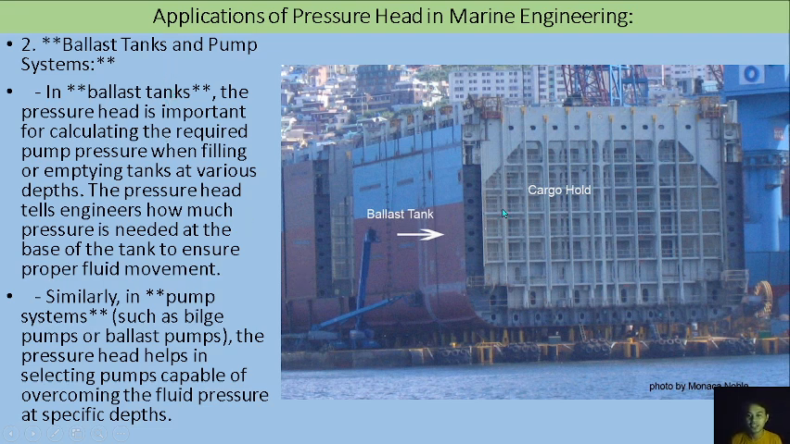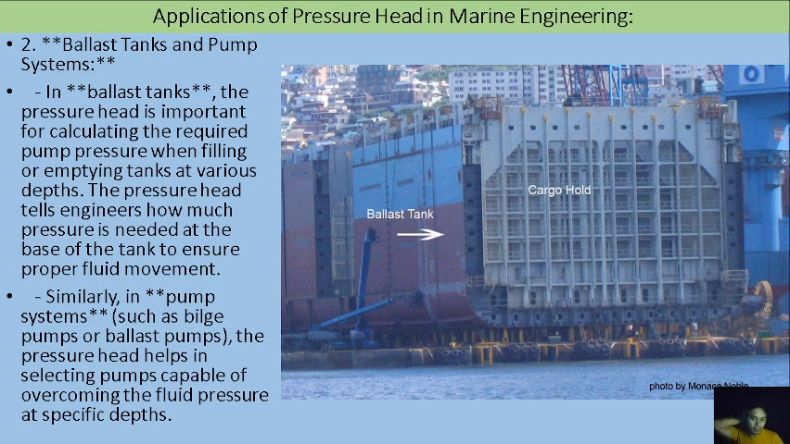Okay, next, the ballast tanks and pump systems. As you can see in the diagram, we have here a ship, and all around the outer part of the cargo hold is the ballast tank. There are different purposes for the ballast tank. First is for stability of the ship. You put ballast water into the ballast tank to stabilize your ship, to lower down your center of gravity.